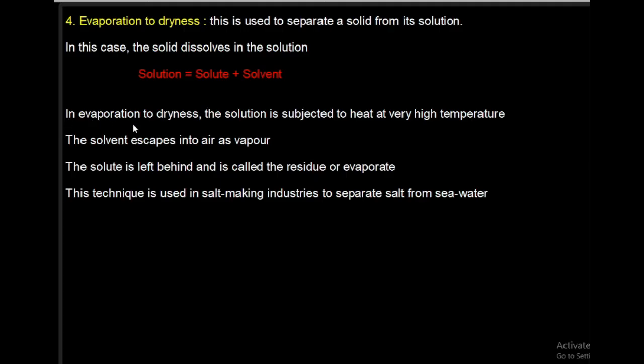So yes, it says in evaporation to dryness, the solution is subjected to heat at very high temperature. The solvent escapes into air as vapor. Remember, it's evaporation to dryness, so keep on heating it till all the solvent evaporates. All right. So the solvent escapes into air as vapor. The solute is left behind and is called the residue or evaporate. This technique is used in salt making industries to separate salt from seawater.